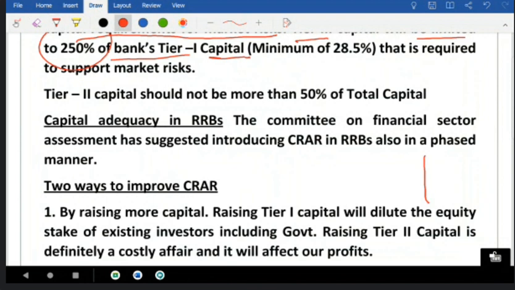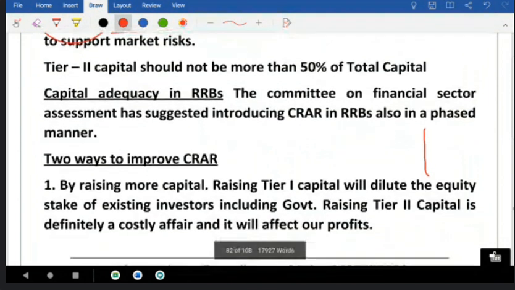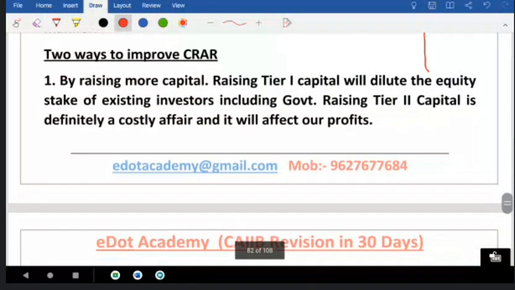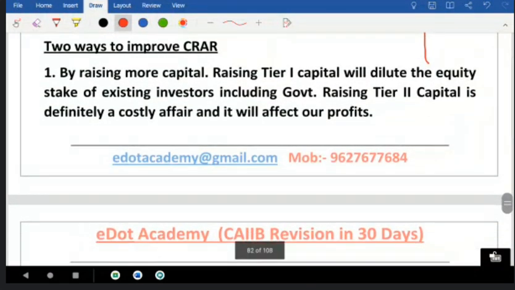Now, we have to see two ways to improve CRAR. How can you improve CRAR? But there are still some limitations. First, by raising more capital, because tier 1 capital and tier 2 capital are the numerator, if you increase the numerator, your CRAR will improve. But what will happen? Raising tier 1 capital will dilute the equity stake of existing investors, including government.